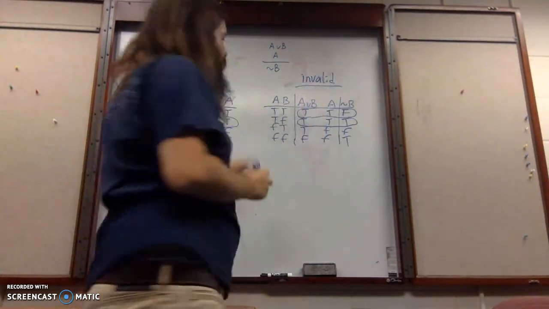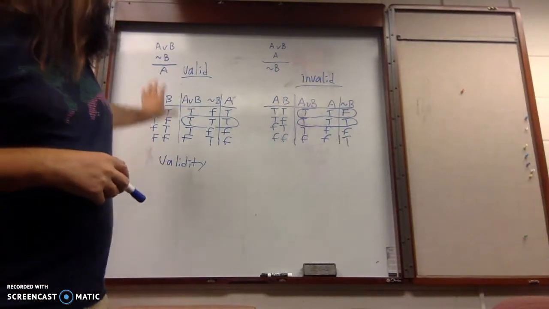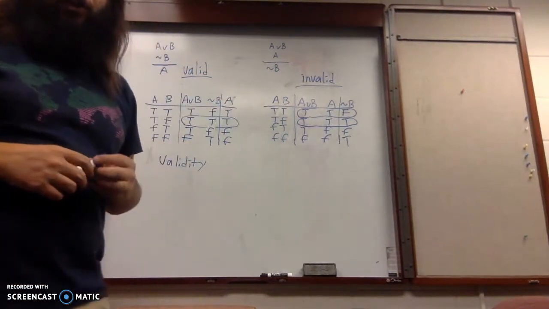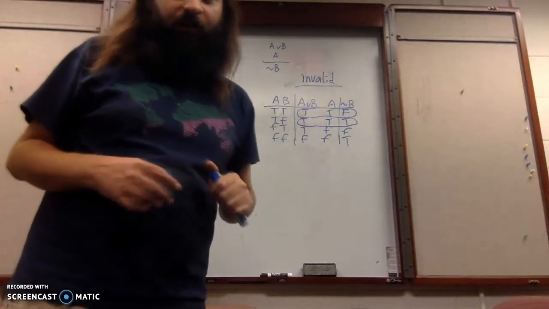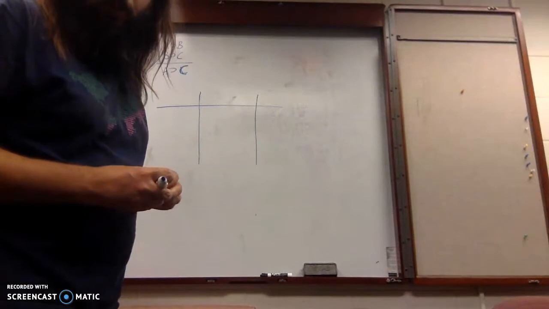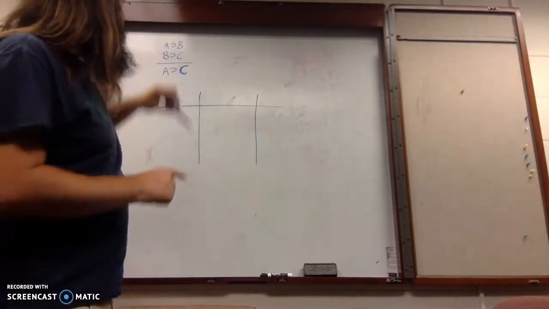This is an invalid argument. And you can replicate this strategy for all sorts of other truth tables. So finally, I'm going to look at a slightly more complicated problem.